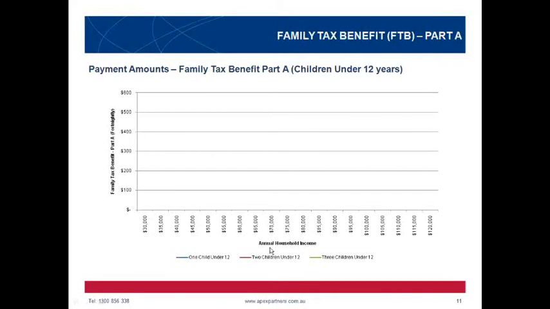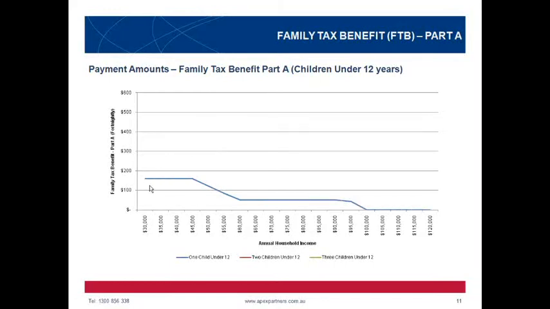So I've got a chart up on the screen there. Along the bottom axis we've got annual household income. It starts at $30,000 and tapers off on the far right-hand side at $120,000. On the vertical axis we've got the Family Tax Benefit fortnightly payment, from $100 up to $600 per fortnight. I'm going to go through a few scenarios, and this is predicated on children under 12 years of age. If you've got children over 12, the amounts will be different.